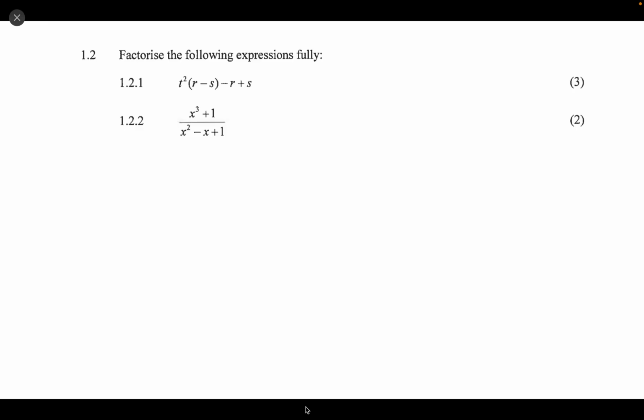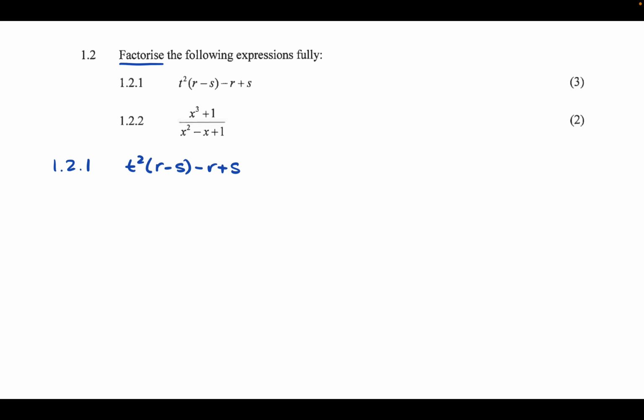Okay, this is 1.2 and 1.3 from November 2017, grade 10, paper 1. 1.2.1, the directions say factorize, and it's very important to read the directions carefully because if the word said simplify, that would be a different task. So our goal in factorizing is to create parentheses and create factors of this expression.